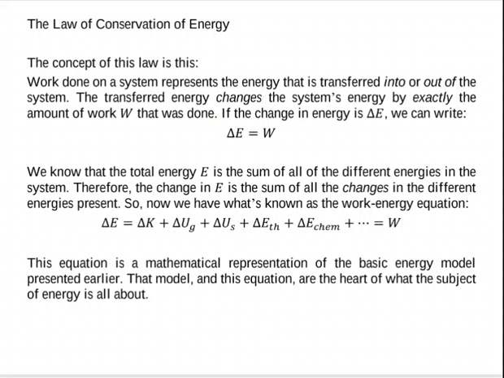So we know that the total energy E is the sum of all of the different energies in the system. We've seen that already. Therefore, the change in E is the sum of all the changes in the different energies present. So now we have what's known as the work energy equation. You're going to be using this to solve problems. The work energy equation is delta E equals delta K plus delta potential gravitational plus delta thermal energy plus delta chemical energy plus whatever other energies there are equals work.